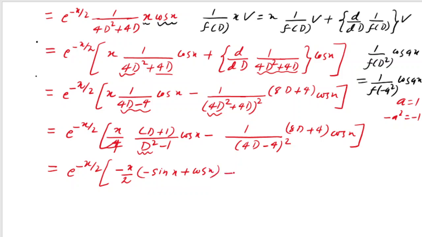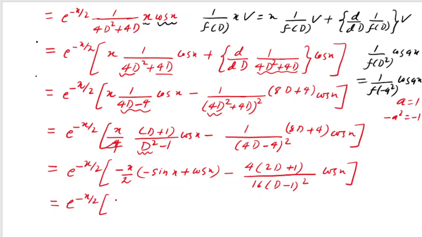And minus, to make a simplification, I can take 4 common. I will get 2D plus 1 here, and here if I take 4 common, 4 into D minus 1, so it will become 16 into D minus 1 whole square cos x. I hope you got what I did. 4D minus 4 can be written as 4 into D minus 1, so 4 square is 16 and D minus 1 whole square. Now for our convenience, I can write it e to the power minus x by 2. This minus can be taken common, so it will become x by 2, and here I will get sin x minus cos x. Now ideally I am done with the first part.